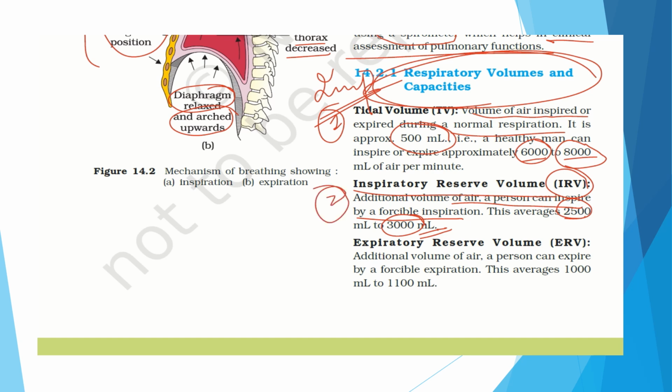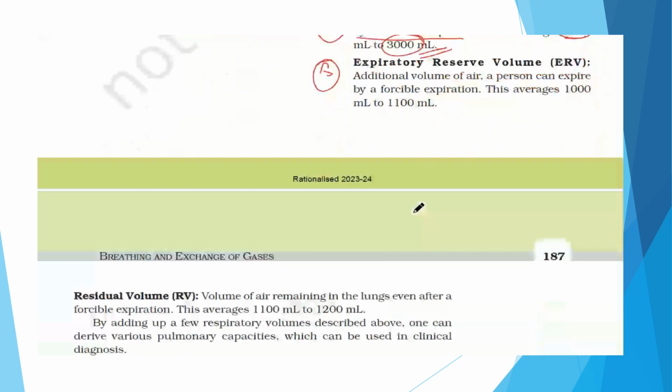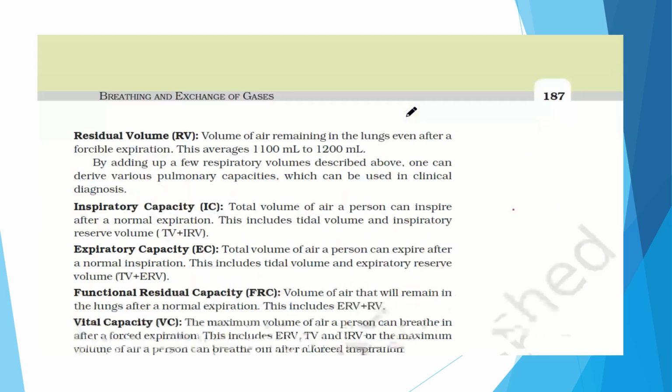Second one is the inspiratory reserve volume or IRV, where the person can inspire by a forceful inspiration. The third one is the expiratory reserve volume or ERV, the additional volume of air a person can expire by forcible expiration. So after expiration is fully done, if you are forcefully trying to pump out some air from the lungs, that averages to about 1,000 to 1,100 ml. So this is the expiratory reserve volume.